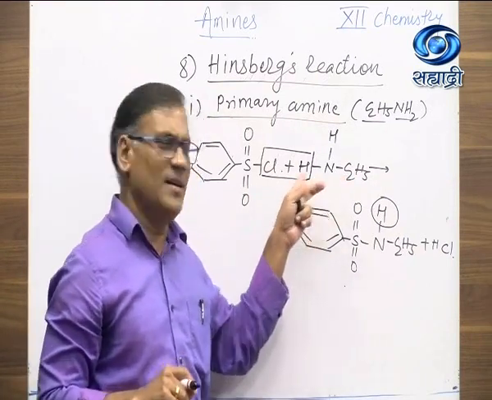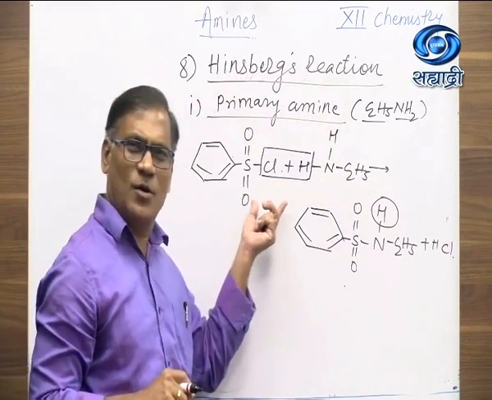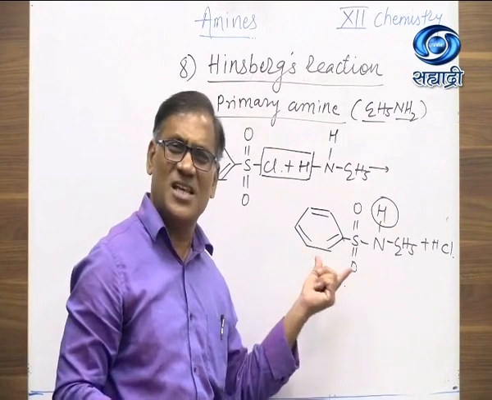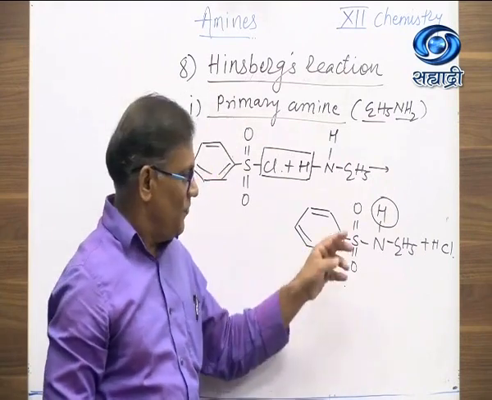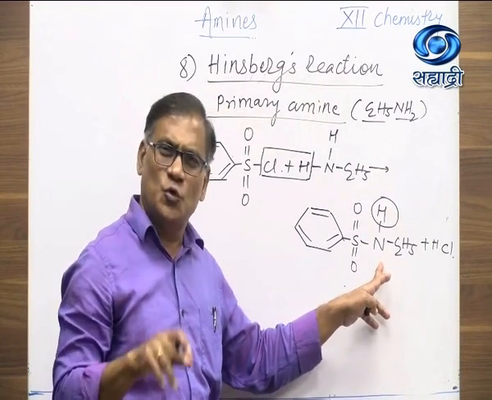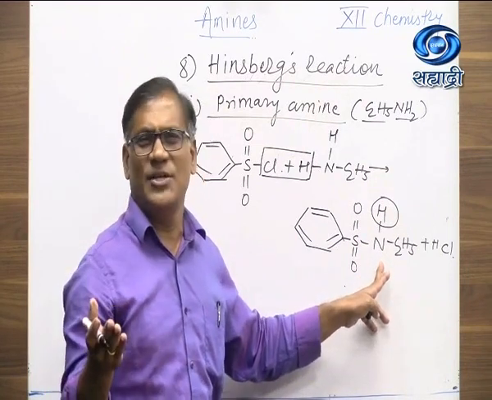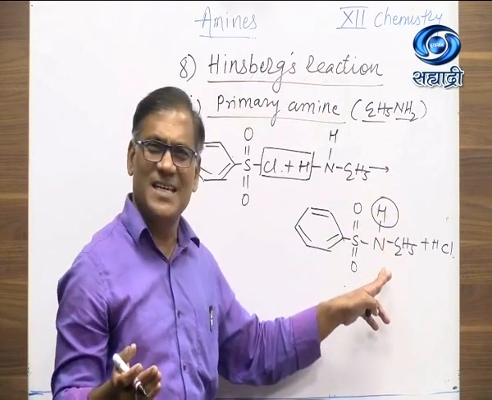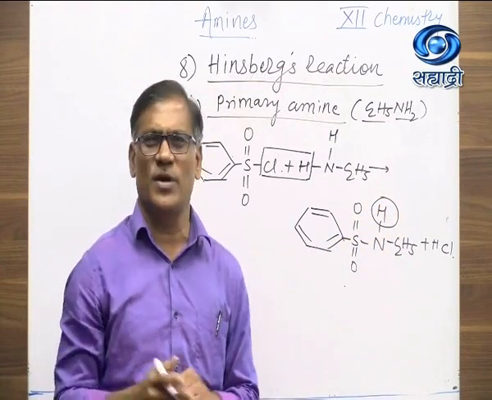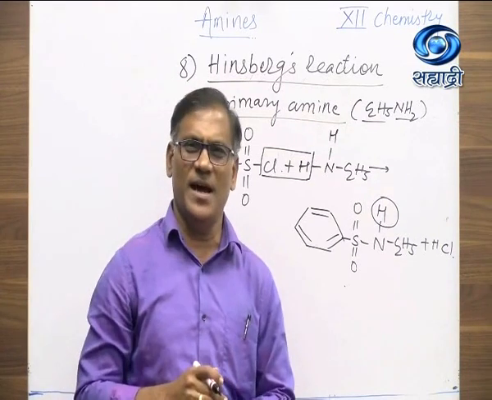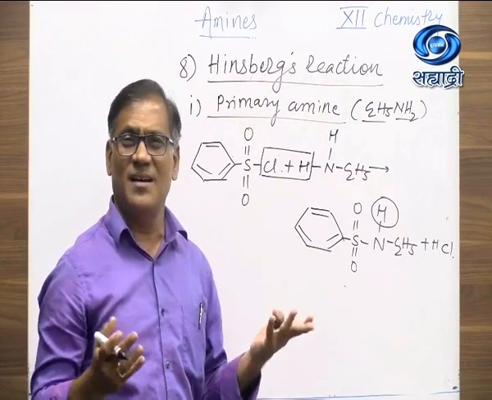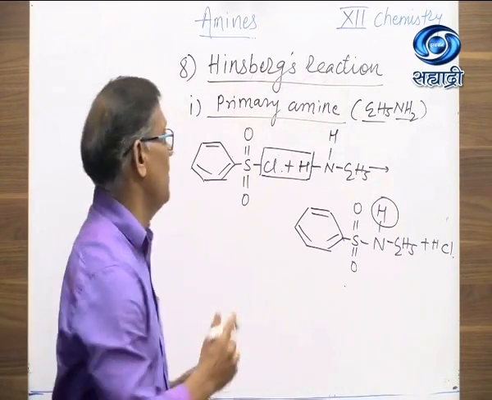Primary amine like ethyl amine reacts with arene sulfonyl chloride to form N-ethyl benzene sulfonamide, in which hydrogen is attached to nitrogen, due to which it is acidic in nature, and because of being acidic in nature, it dissolves in alkali. This you have to write in the explanation of primary amine. Now we study this reaction with secondary amine and see whether hydrogen is available or not available.